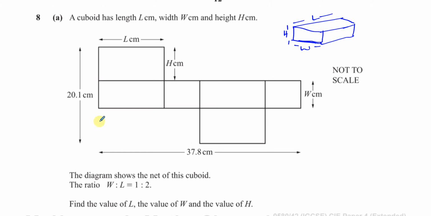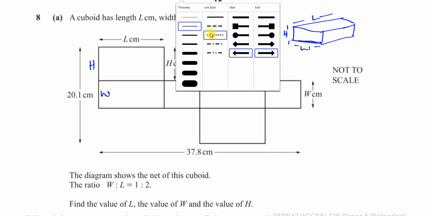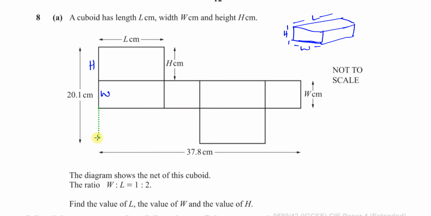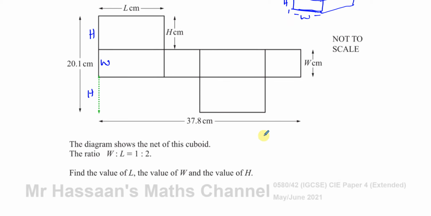Now what I'm going to do first is as follows. I know this 20.1 is made up of H, that's H because it's the same as that, and that's W, and the length from there to there is also H, the same as that height there. So I can say that 2H plus W is equal to 20.1 centimeters. That's one equation.